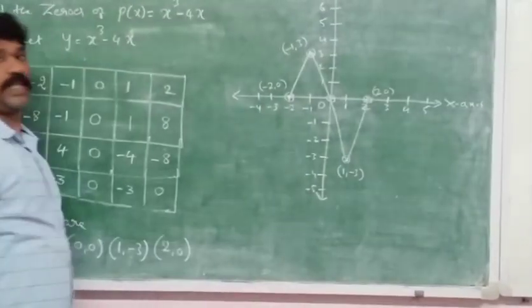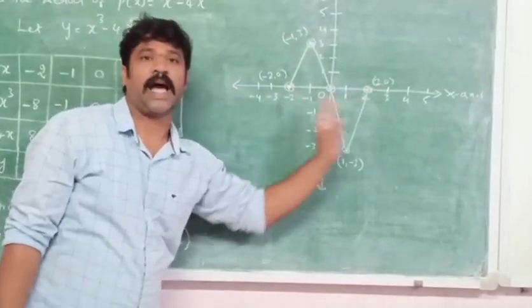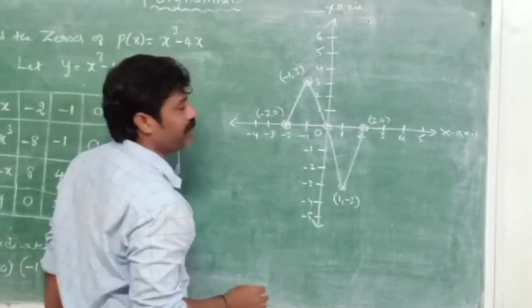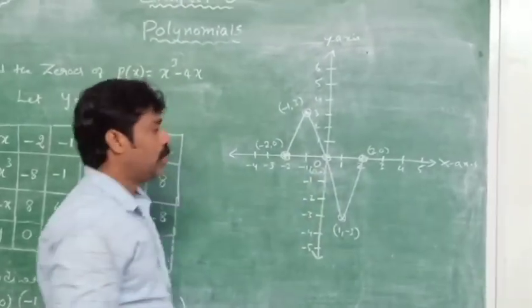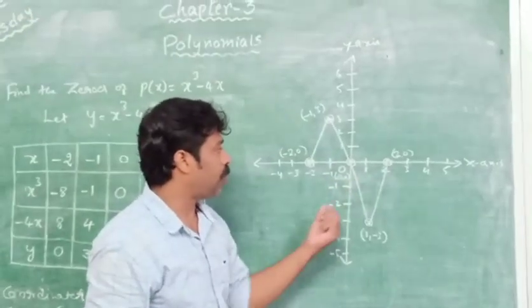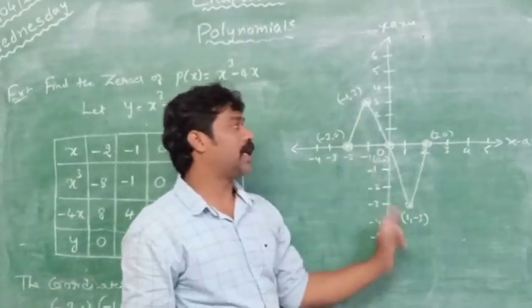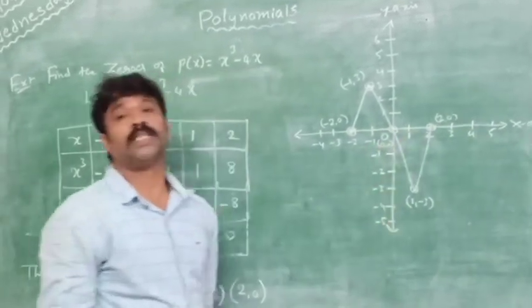we will get the graph like this. Now, if you observe, this graph cuts the x-axis at 3 distinct points. Minus 2 comma 0 is one point, 0 comma 0 which is the origin is another point, and 2 comma 0 is the third point. So the graph cuts the x-axis at 3 different points, so we will get 3 zeros.